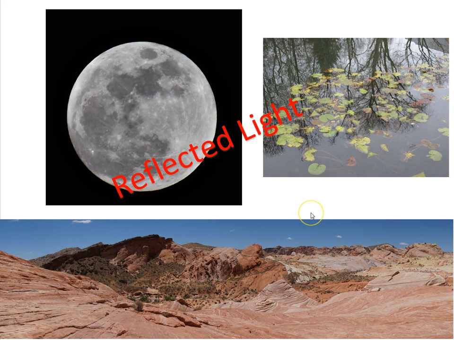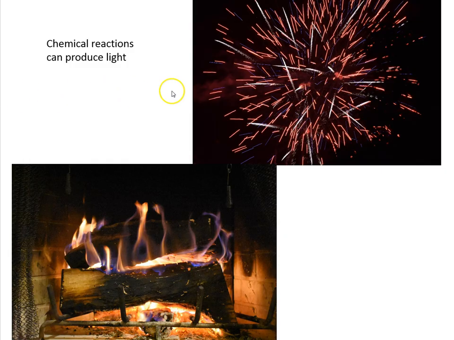The light we're most accustomed to is reflected light. So here on Earth, when we look outside, the sun's rays are hitting the rocks and reflecting off the rocks into our eyes, and so we see the landscape. The moon, we can see the moon because the sun's light is reflecting off the surface of the moon into our eyes. We're familiar that chemical processes can produce light.